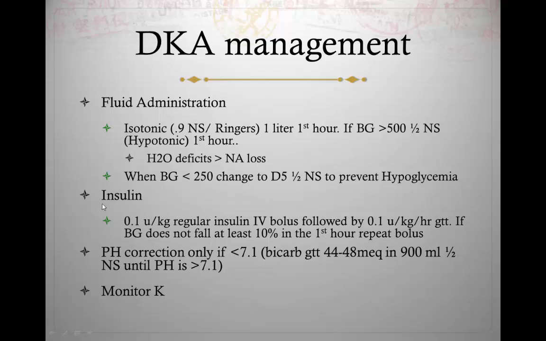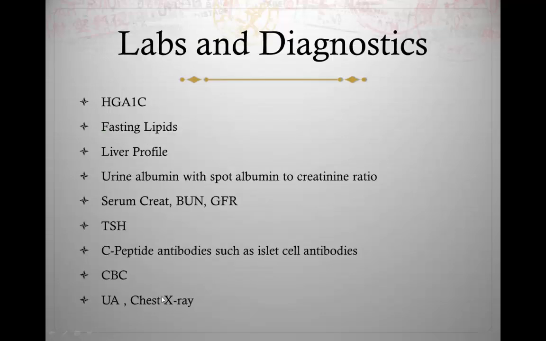And again, you give insulin 0.1 unit per kilo of regular insulin IV bolus followed by the drip with the same correction, and the pH correction only if it's less than 7.1, because these patients are high risk for pulmonary edema, so you should not give sodium bicarbonate unless the pH is less than 7.1. Monitor potassium level. Remember, never, never give insulin if the potassium is less than 3.3, because you're going to provoke more hypokalemia and put this patient into coma and cardiac arrest.